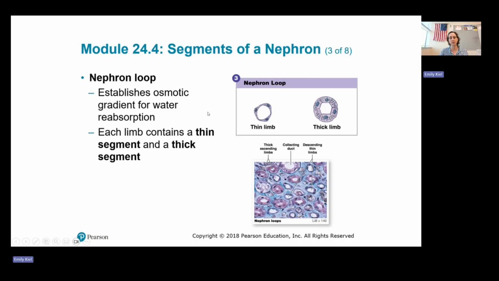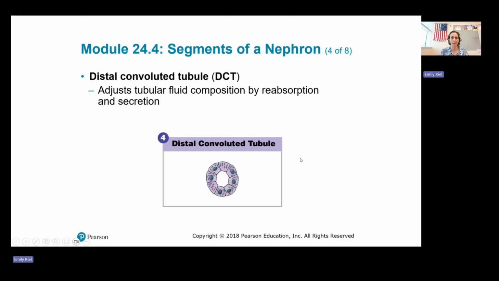Sometimes this thin segment is known as the descending loop, and the thick segment is known as the ascending loop. And then sometimes this is known as the loop of Henle. So there's some different terminology there to be aware of. If we look in our micrograph image here, look at these really thin descending loops, just simple squamous epithelial tissue, compared to these thick ascending loops of simple cuboidal tissue. And then we're going to talk about the collecting ducts later.